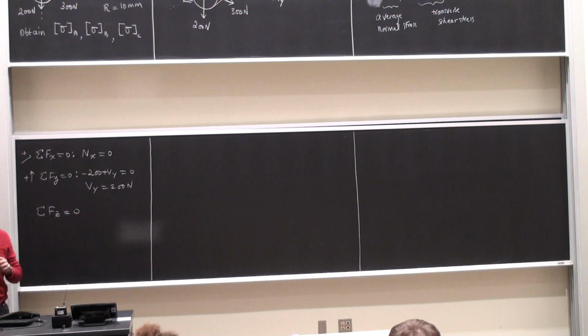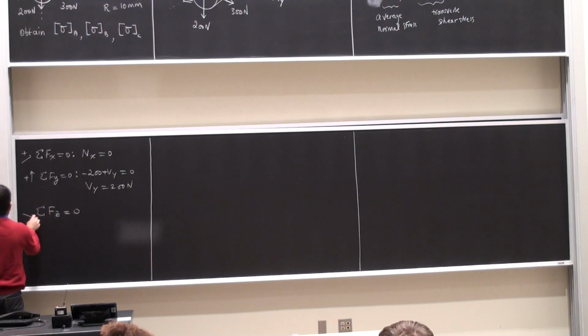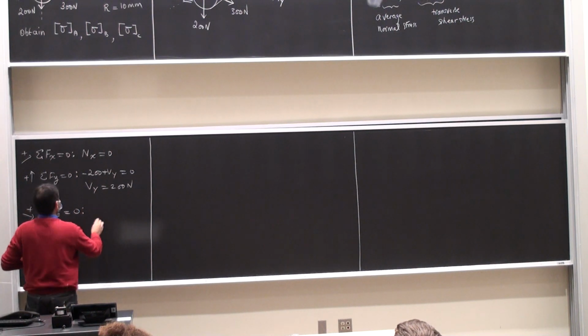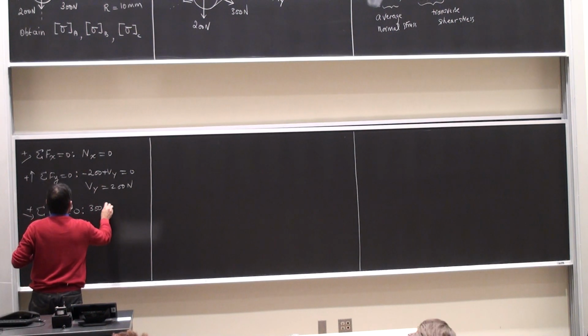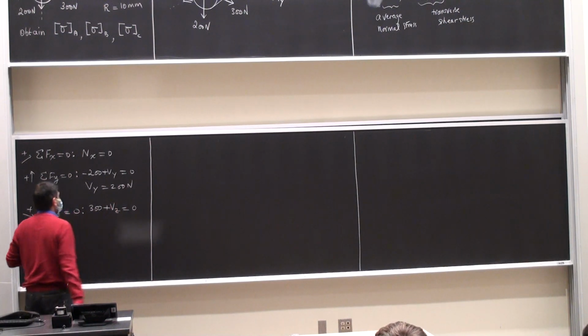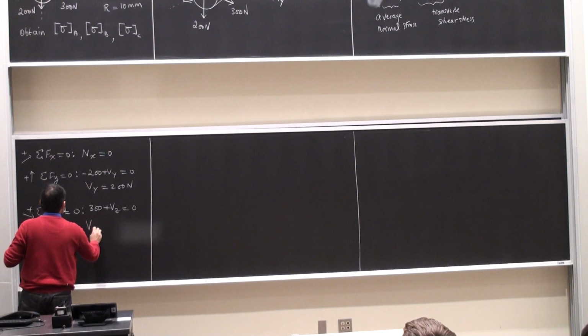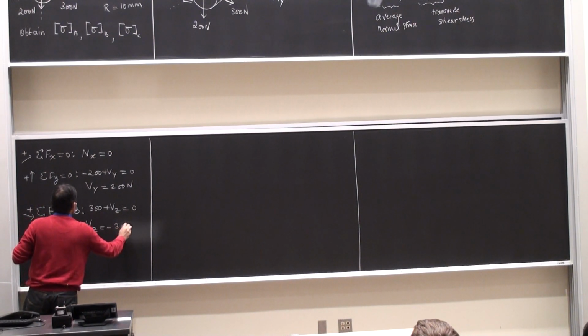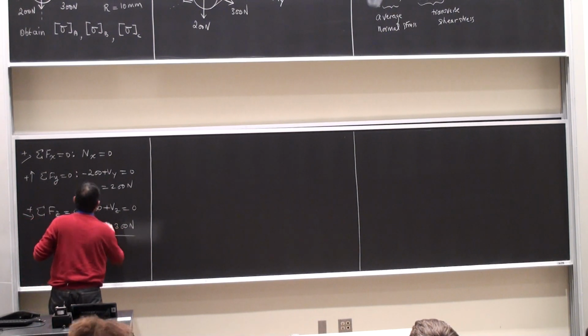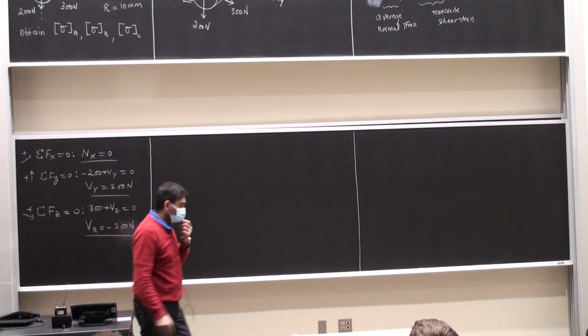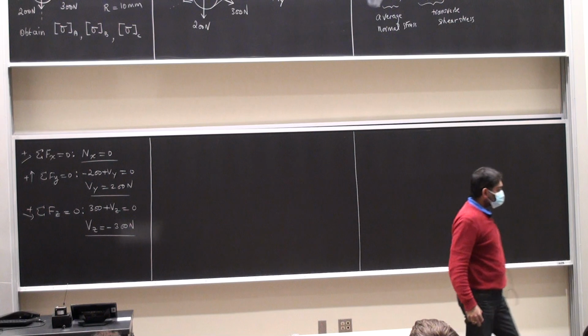Forces in the z direction. But it doesn't hurt to be careful. Doing all these things is being careful. So this is plus 300 plus Vz is equal to 0, or Vz is minus 300.